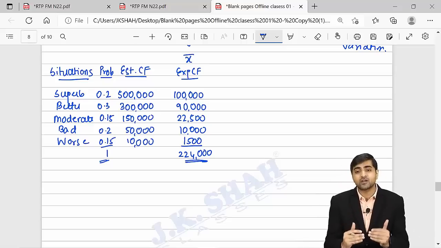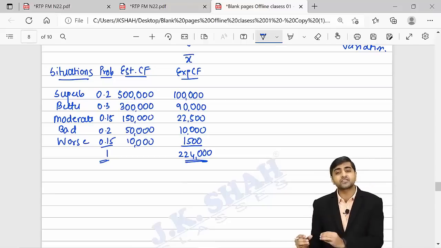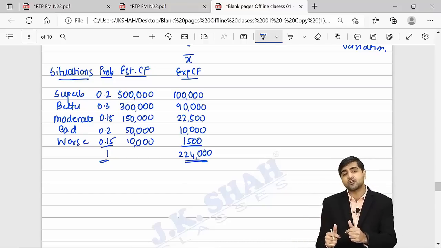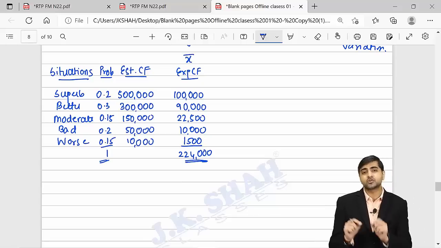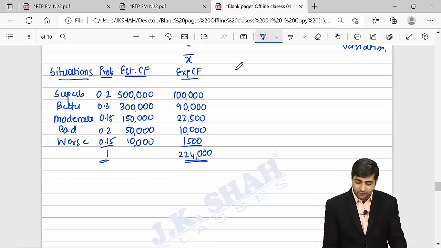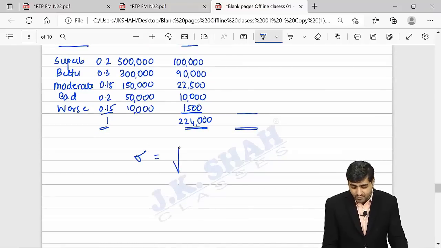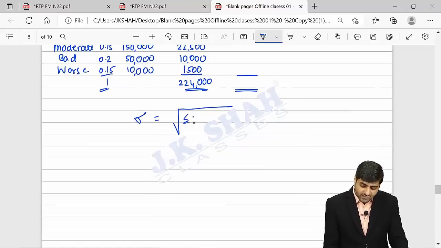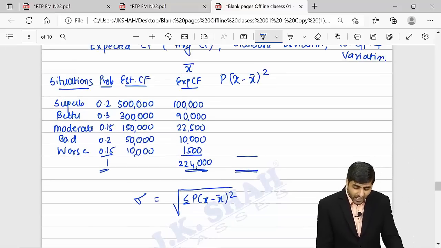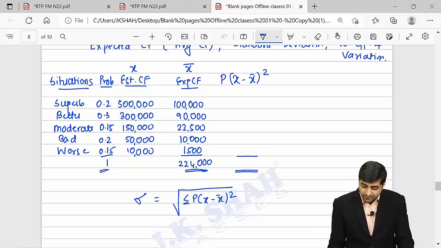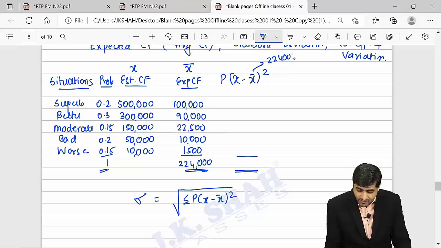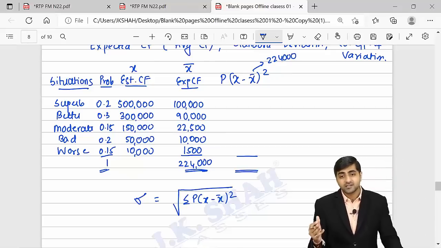And to find out the discounting factor, we should know your coefficient of variation. And to know your coefficient of variation, it is very important that we first find out the standard deviation. So how do you find out standard deviation? This will be x minus x bar, the whole square, multiplied by probability and summed up. Because your standard deviation will be nothing but the root of the summation of probability into x minus x bar the whole square. So guys, we have x available. We have the x bar also, which is 2,24,000. So let us now calculate the summation part.